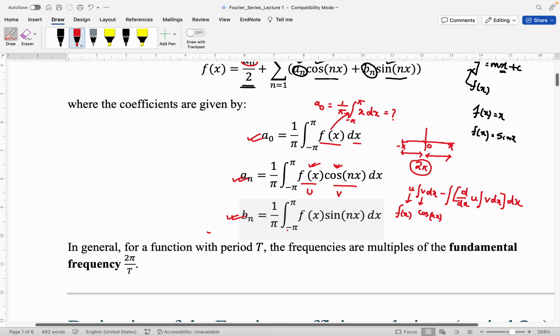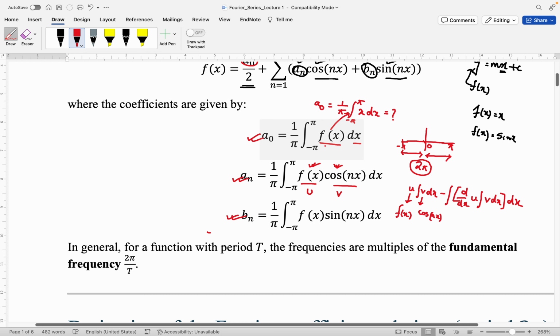Bn is 1 by pi, integral from minus pi to plus pi of f(x) sin nx dx. So it is easy to remember. Everywhere there is a 1 by pi. It is common. Integration is always from minus pi to plus pi. It depends, it might change also, but we are not going to go into that now.